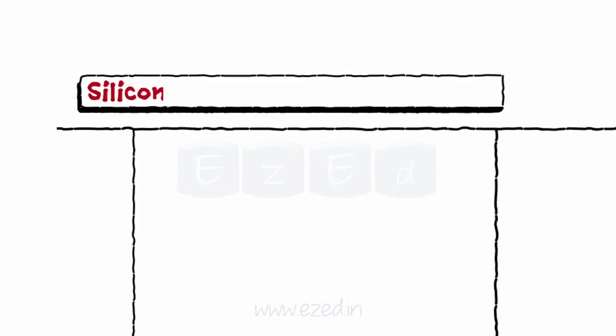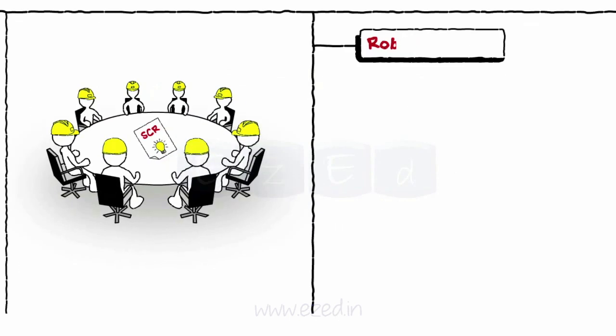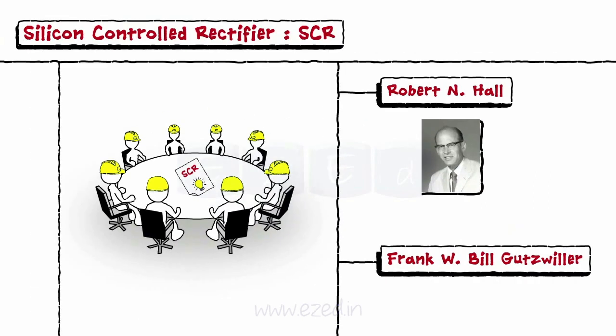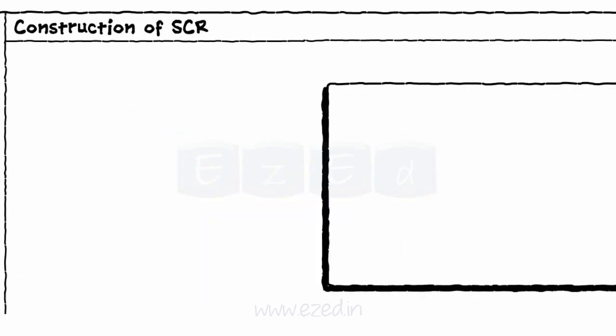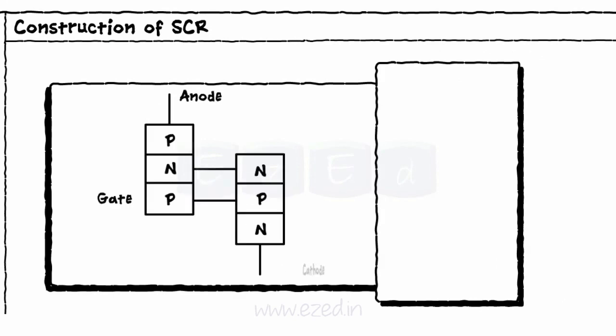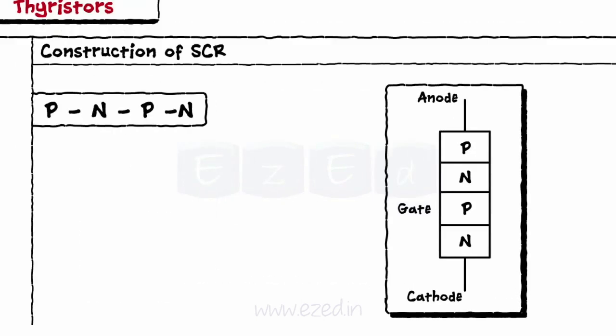SCR or Silicon Control Rectifier was developed by a team of power engineers led by Robert N. Hall and commercialized by Frank W. Bill Gutzwiller in 1957. SCR is a device having structure of PNPN regions. The two structures NPN and PNP are combined together to form the PNPN structure.